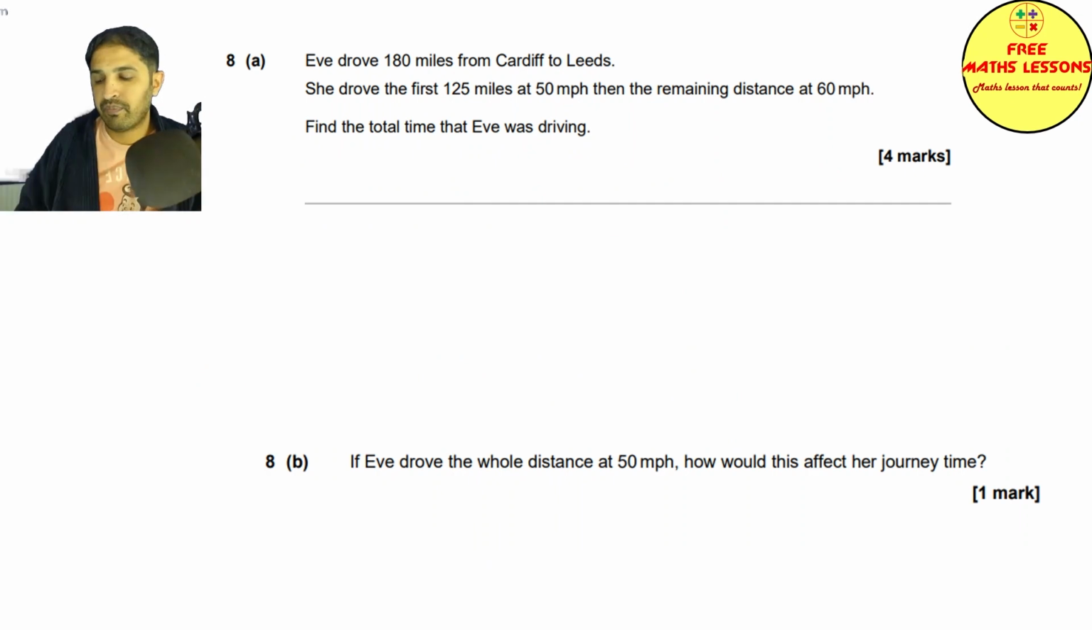Question 8. Eve drove 180 miles from Cardiff to Leeds. She drove 125 miles at 50 miles per hour, then the remaining distance at 60 miles per hour. Find out the total time that Eve was driving. So just work through it.